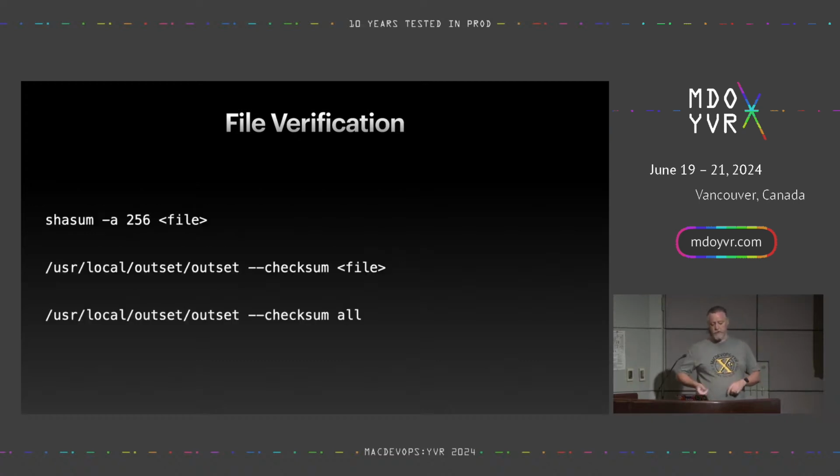Multiple ways to do it. Obviously, you can do a shasum 256 on the file and copy that into the thing. I've actually built in a command so you can run checksum on a file and it will spit it out. And there's an option there, checksum all. If you run that, what it will do is checksum everything in your local Outset folder structure.